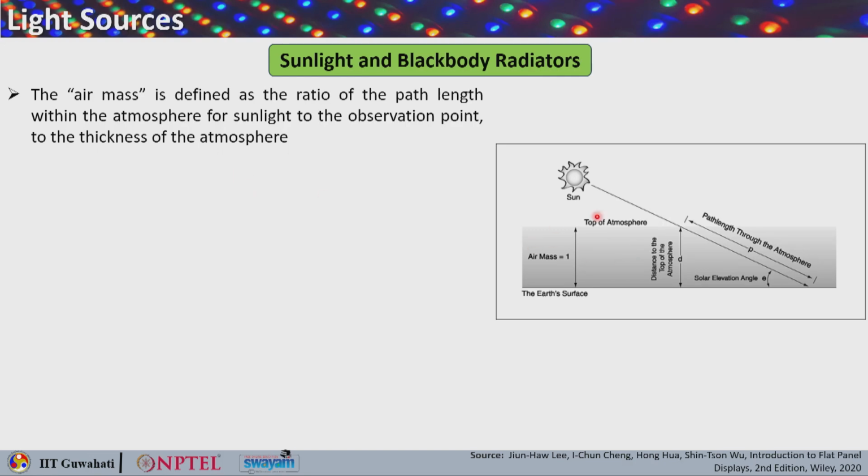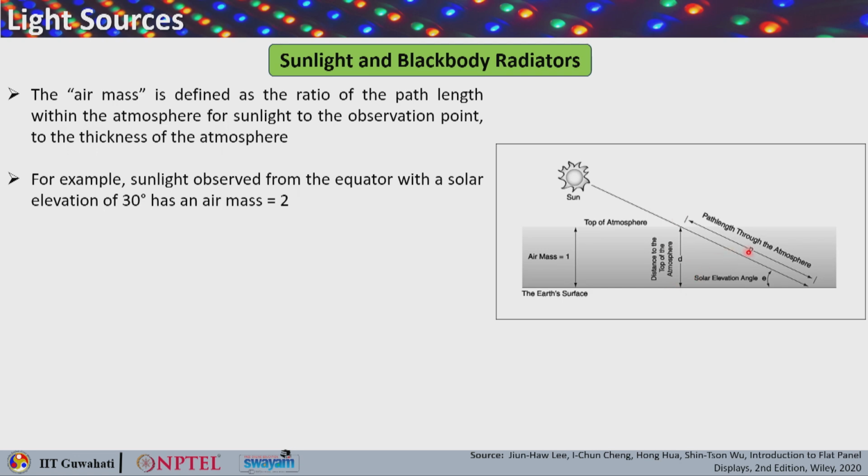Okay. So, air mass is basically defined as the ratio of the path length within the atmosphere for sunlight to reach the observation point to the thickness of the atmosphere. So, say this is the thickness of the atmosphere, and this is the path length for the sun rays to travel through the atmosphere to reach this point here. So, this is P, and this is the direct, or you can say the thickness of the atmosphere. So, the ratio of this P and D is giving you the air mass.